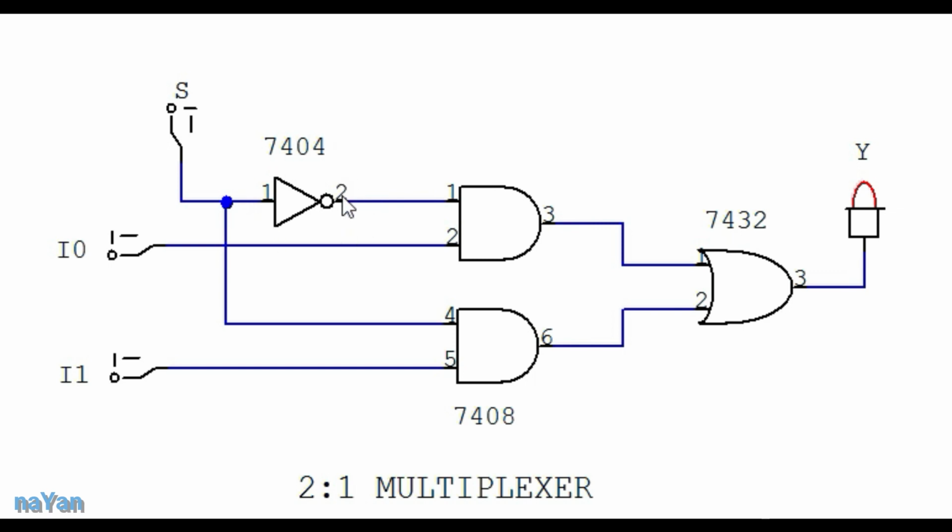The IC number of the NOT gate is 7404. The IC number of the AND gate is 7408. The IC number of the OR gate is 7432.